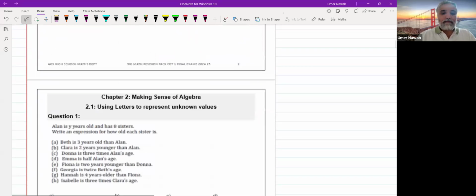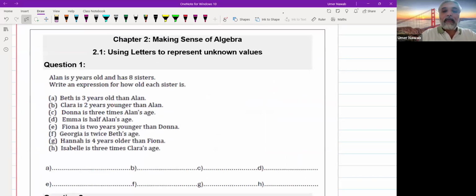Our first topic is what? Making sense of algebra. This is the chapter name. Guys, using letters to represent unknown values. Question number one. Alan is Y years old and he or she has 8 sisters. Got it? Now, the first part is Beth is 3 years older than Alan.